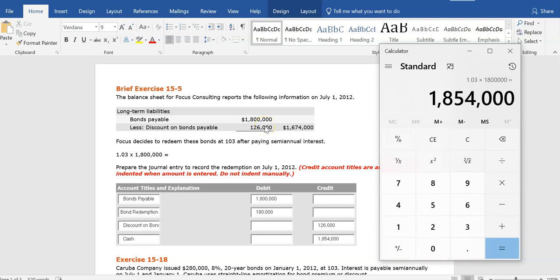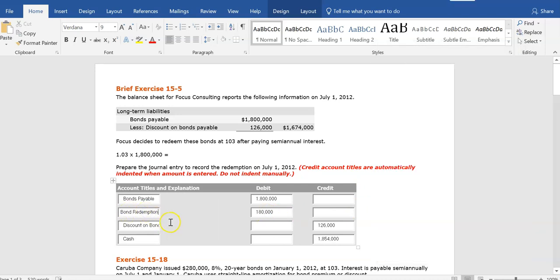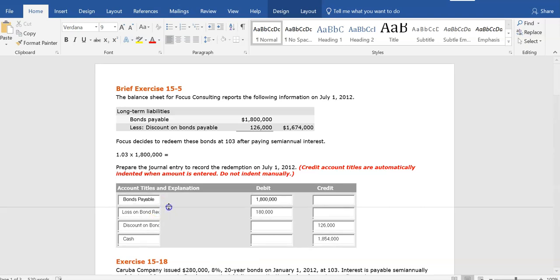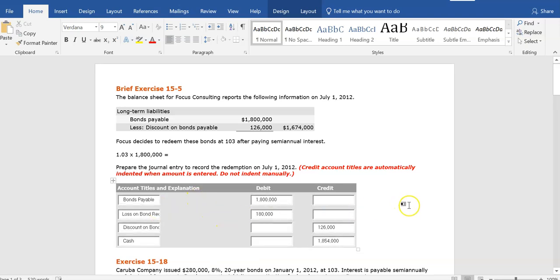So ultimately what we have to do is pay a little bit more than what the carrying value of the bonds are. So the carrying value is $1,674,000. The difference between that and the cash that we're being paid is $180,000. So you can't see it here, but this is recording a bond redemption loss. Loss on bond redemption. I'm not sure why these little screens will not show us the full account. I apologize for that.